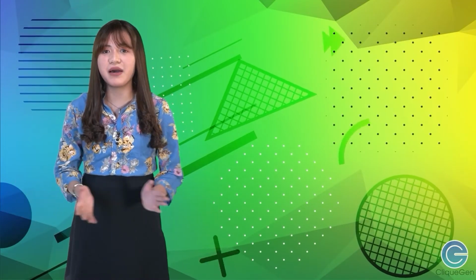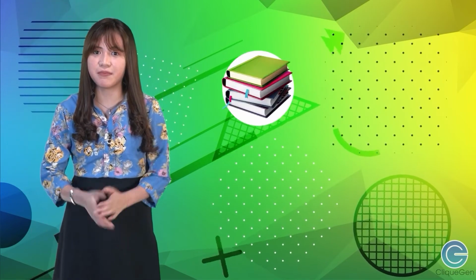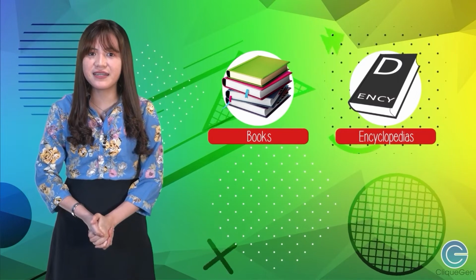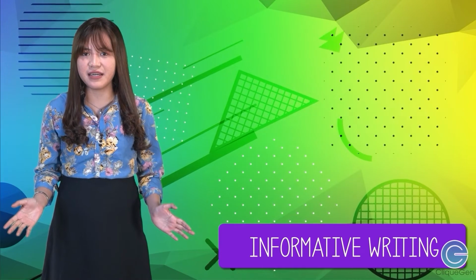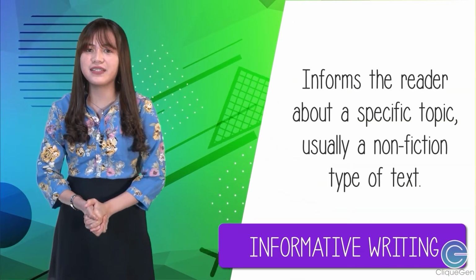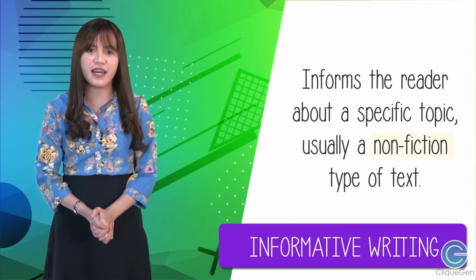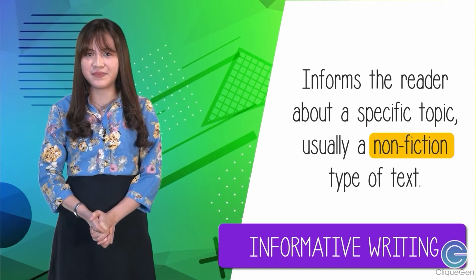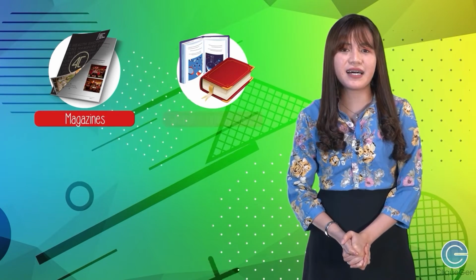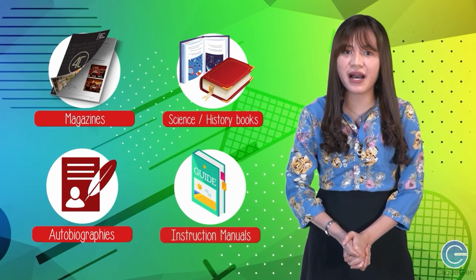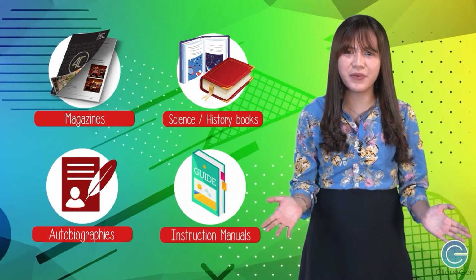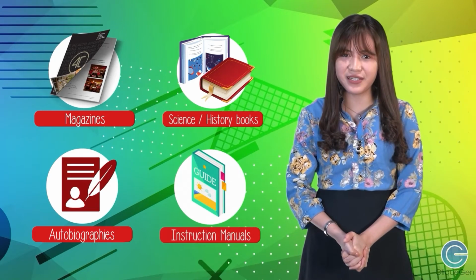Information can be found in many ways. A person may turn to reference materials such as books, encyclopedias, and even legitimate internet sources. Informative writing informs the reader about a specific topic, usually a non-fiction type of text. Informative texts are typically found in magazines, science or history books, autobiographies, and instructional manuals, like how to operate a smart TV or how a portable printer works.